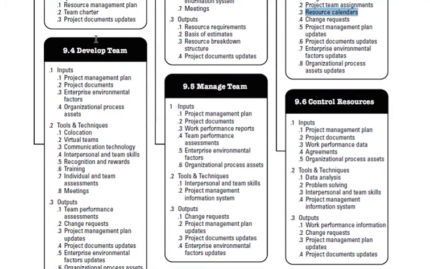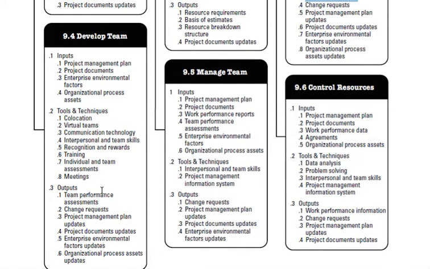So for develop team, we have to check their assessments, and for that you have to do things by communication technology, like by having a virtual conference, by having virtual teams. You have to tell them about recognition and rewards. You can use Maslow theory, you can use theory X and Y. What is Maslow theory? It has 5 stages: basic needs, security, social, self-esteem, or self-actualization.